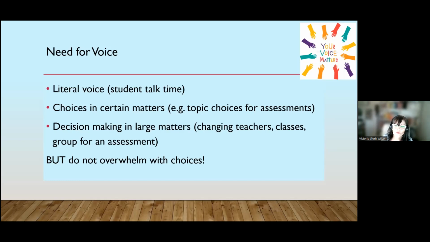Decision making was important to students in large matters, for example, being able to change their teachers or classes, being able to choose or change their group for an assessment. But they also didn't want to be overwhelmed with choices, and trauma and control and choice, it's a nuanced relationship. So curating choices, not giving them too many to be overwhelmed. And there's also a cultural element of what's the duty of students and what's the duty of teachers.